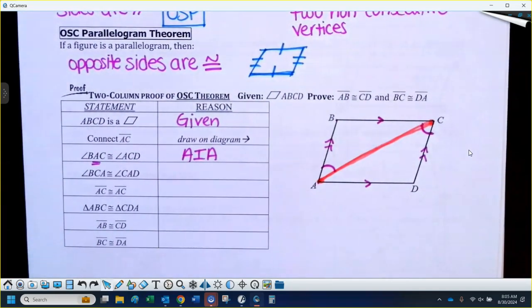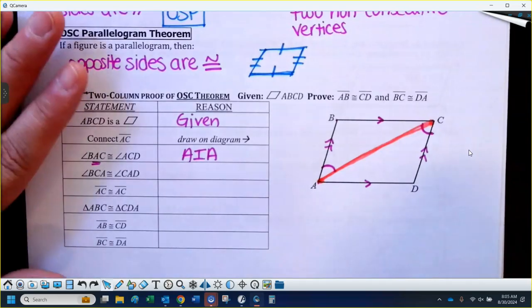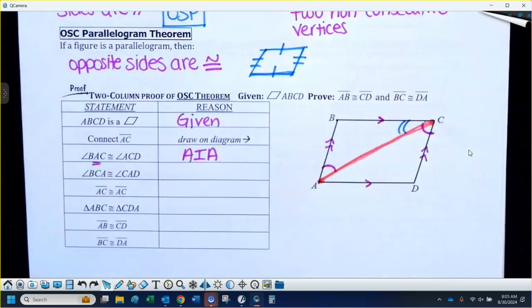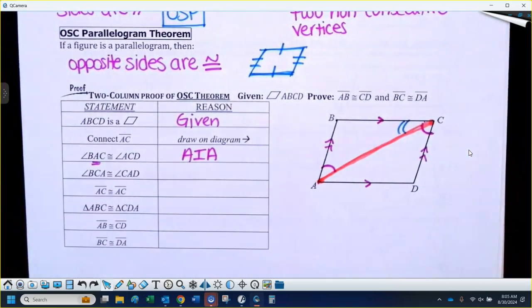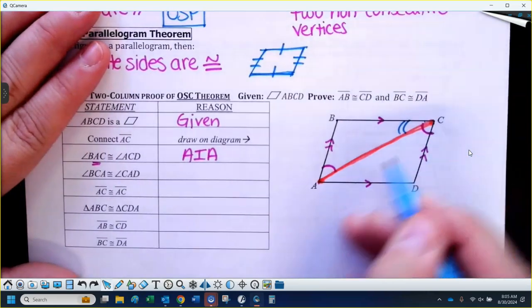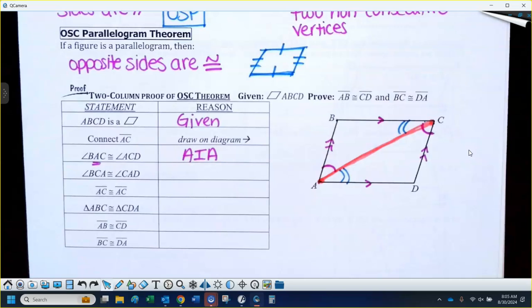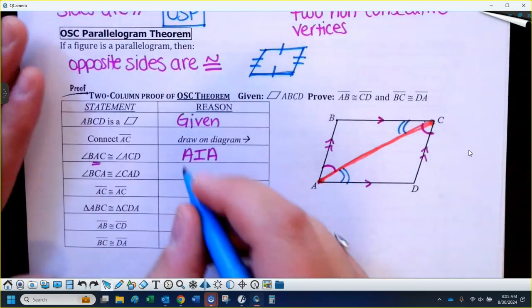Okay, now, the next little step says angle BCA. So BCA would be this angle right here. And then it says CAD. So here's C, here's A in the middle, D, this angle right here. How do I know those two angles are congruent? How could I defend that? Yeah, same thing, alternate interior angles.